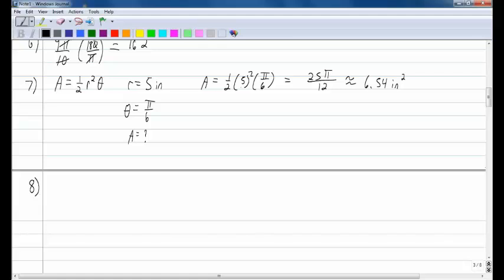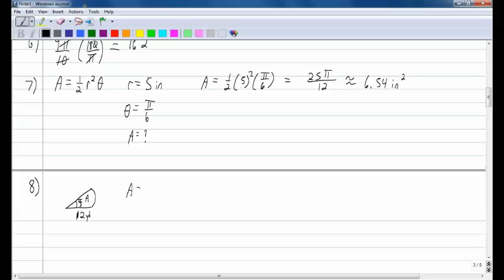Number 8. I'm given this figure here, where the angle measure is pi over 3. The radius is 12 yards, and we want to find the area. So to find the area, this is like a sector of a circle. Definitely not to scale the way I drew it, but it's a sector of a circle.